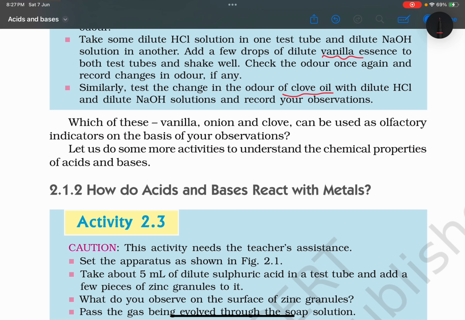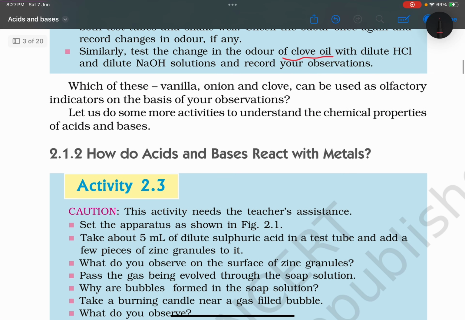Let us do some more activities to understand the chemical properties of acids and bases. This we'll do in next class. Thank you.